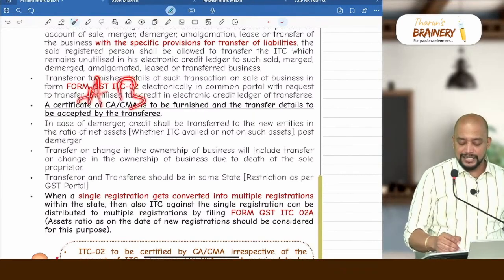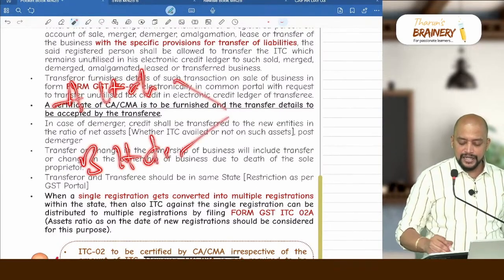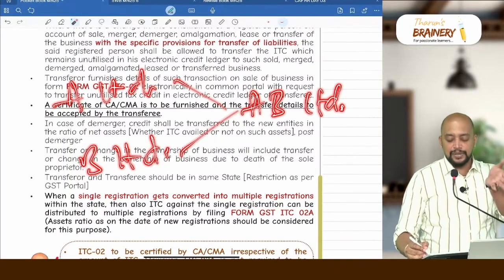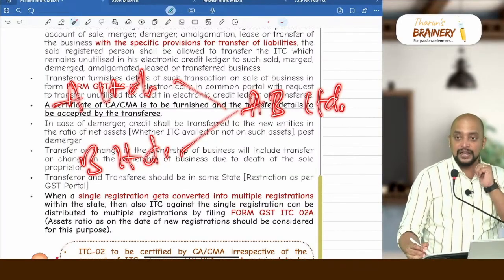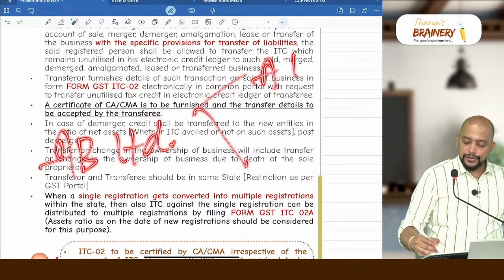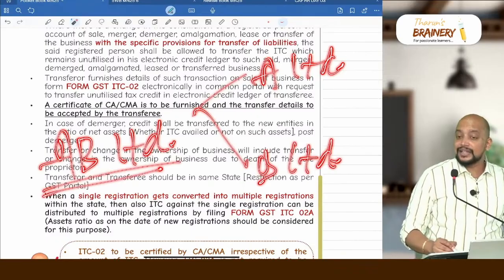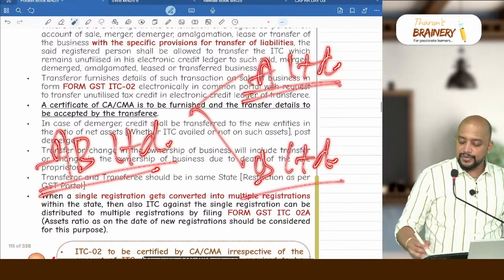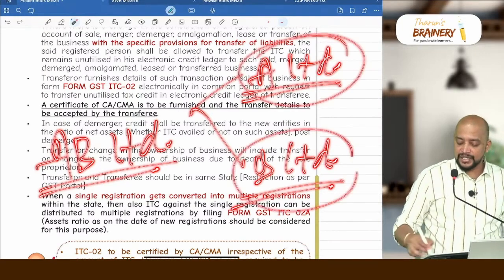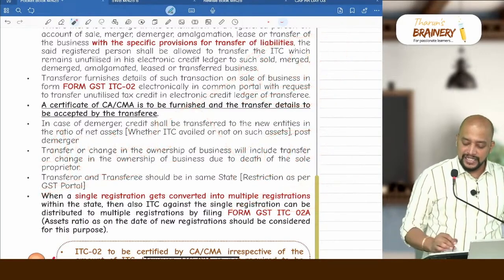For example, A Limited and B Limited are getting merged into AB Limited. Then in that case, A Limited also can transfer ITC, B Limited also can transfer ITC to AB Limited. Now, say for example, AB Limited is getting demerged into A Limited and B Limited. Then whatever ITC is there with AB Limited will be transferred to A Limited and B Limited in what ratio? In the assets ratio. So A Limited and B Limited assets ratio we need to see as on the date of demerger. In that assets ratio the ITC will be transferred.